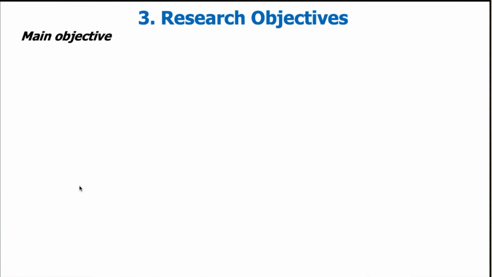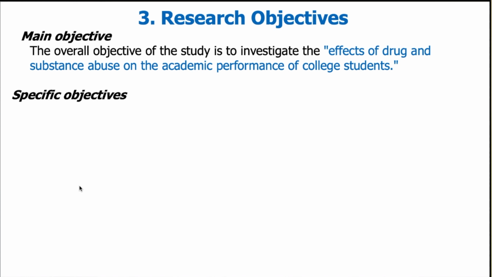So you normally have 2 types of objectives. The main objective, that means the overall objective. So everything that you want to do at the end of the day is to solve the main objective. Remember, the main objective is always extracted from the topic. Then you're going to have the specific objectives, which means these are the individual elements that you discovered as the variables for your study. So in the main objectives, we say that the overall objective of the study is to investigate the inserted topic, which is the effect of drug and substance abuse on academic performance of college students.